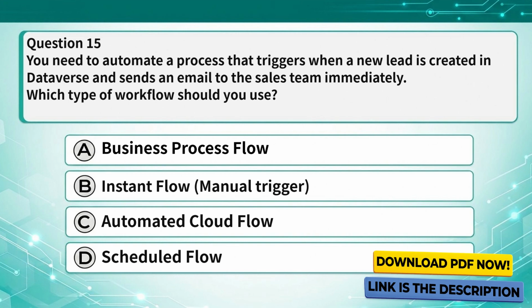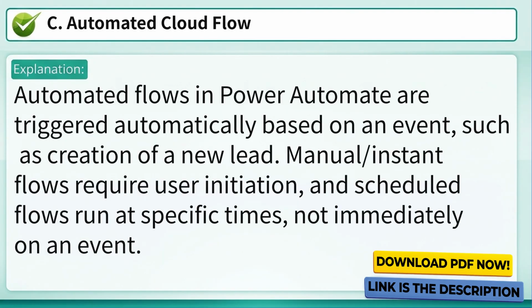Question 15. You need to automate a process that triggers when a new lead is created in Dataverse and sends an email to the sales team immediately. Which type of workflow should you use? A. Business process flow. B. Instant flow, manual trigger. C. Automated cloud flow. D. Scheduled flow. Correct answer, C. Automated cloud flow.